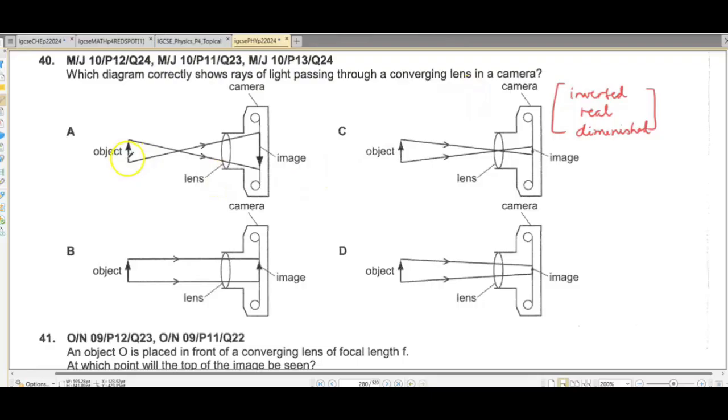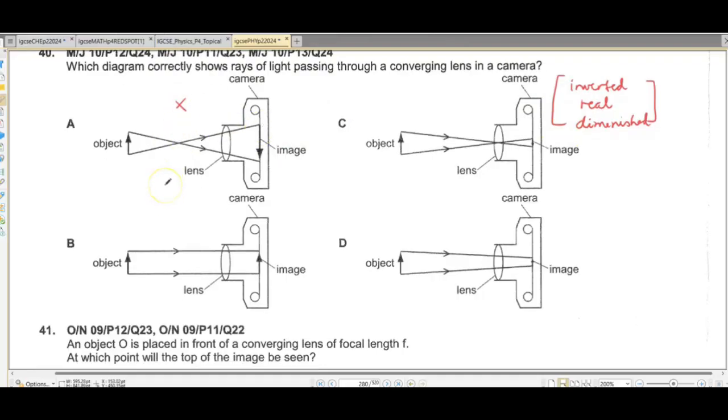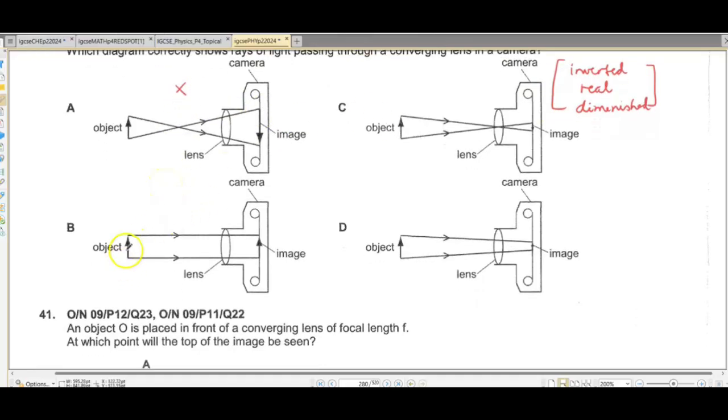Over here, we see that the object is smaller and the image is larger, but the image has to be diminished, smaller. So A is not the correct option. In option B, we can see that the object and the image are of the same size and the image is not inverted, it is upright just like the object. So obviously this is also not the correct ray diagram. In option C, we see that the object is upright, the image is inverted, and the image is way smaller than the object. So C seems to be the correct option, but let's look at D.